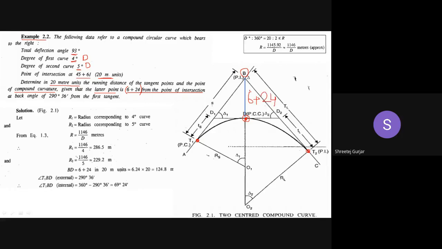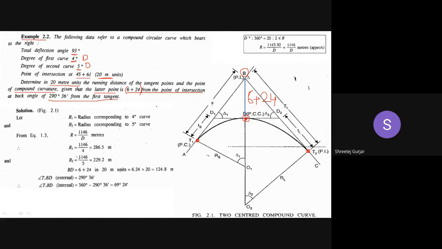Okay, 6 plus 24 in chains they have given. So this distance they have given to us, that is 6 plus 24. And an angle at back angle of 290 degrees 36 minutes from the first tangent. Now this particular angle also they have given, that is the angle 290.36.